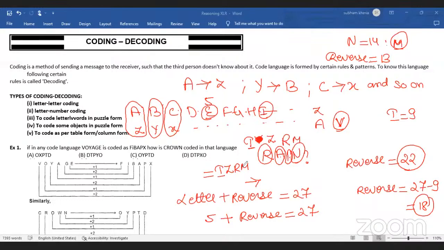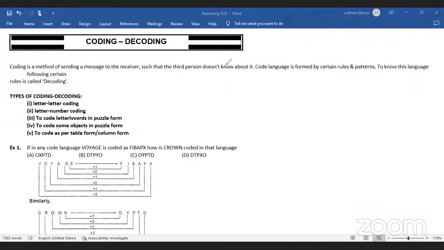So we can say rain will be coded as IZRM. Okay, in this format. Got it? Now we have a question here. The question is, if in any code language, voyage is coded as FIBAPX, how is crown coded?